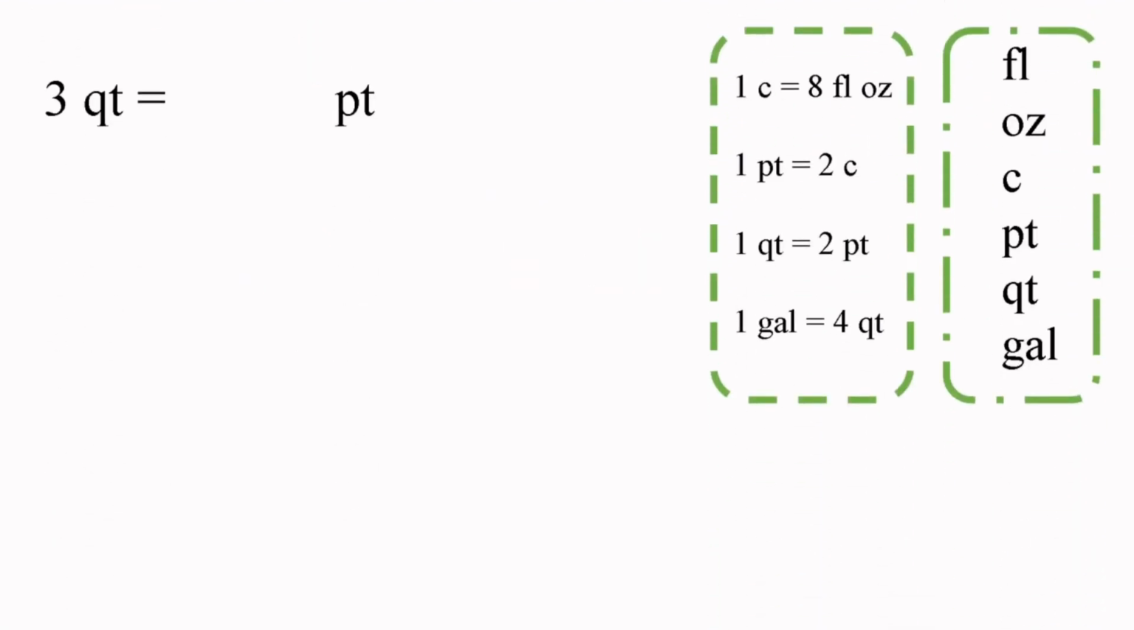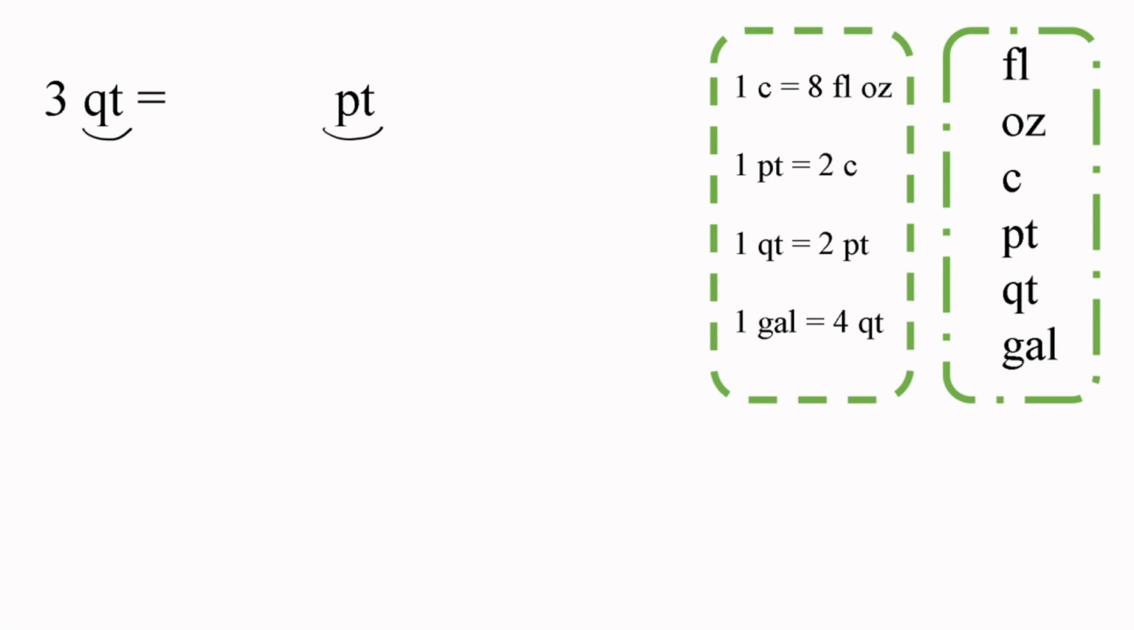It's necessary to tell you that here we are going to get help from 2 boxes on the right side, but you must memorize them. And in the exam, you are not able to have access to these boxes. Here we want to convert 3 quarts to pints, right?